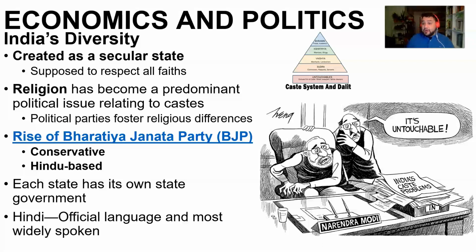If we look at this political cartoon, we see the prime minister of India and one of his government ministers. And as you can tell from the pile of problems that Narendra Modi needs to resolve, India's caste problems are one of the many problems. And of course, they say it's untouchable because they can't touch these. They don't really resolve these problems. They don't help out the poor.